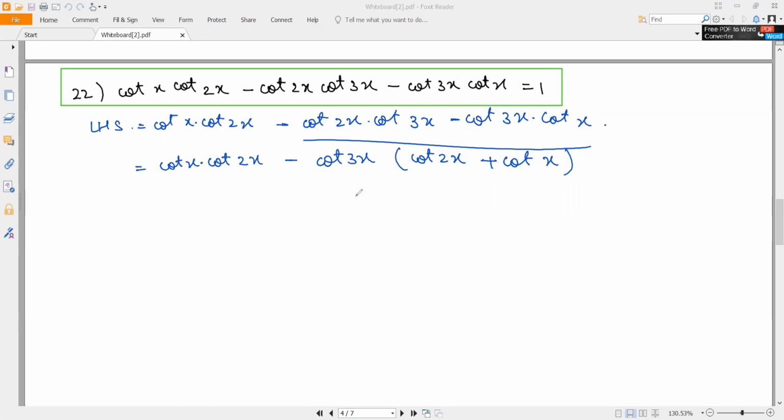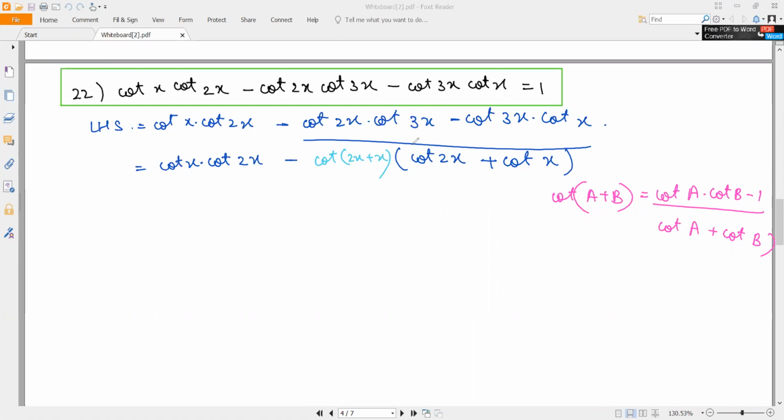Now, we know the formula that cot(a + b) is equal to (cot a into cot b minus 1) upon (cot a plus cot b). This 3x over here can be written as 2x plus x. So you can write this 3x as 2x plus x.